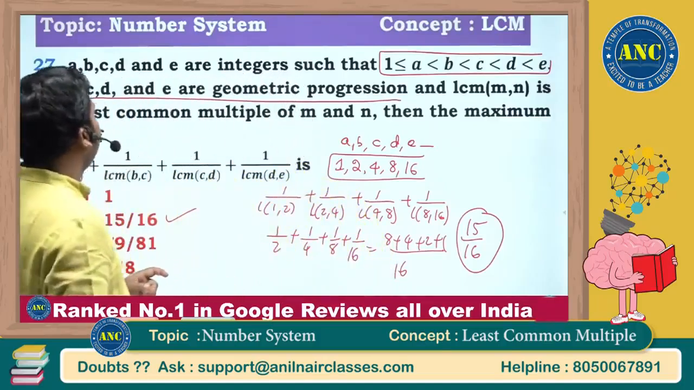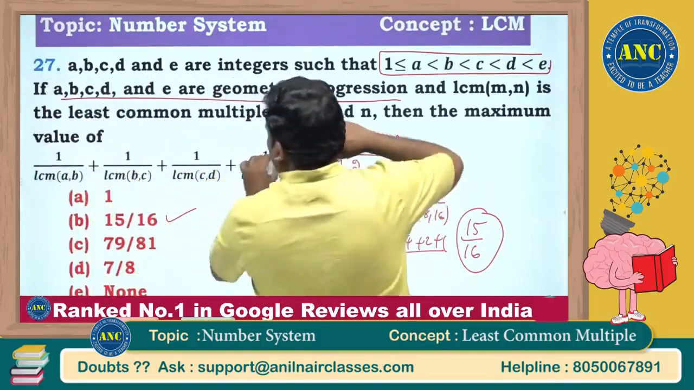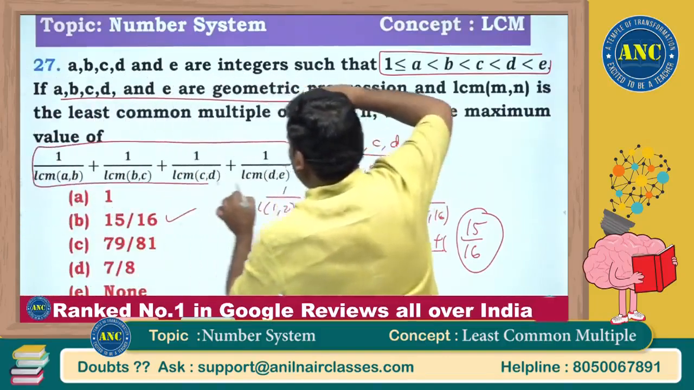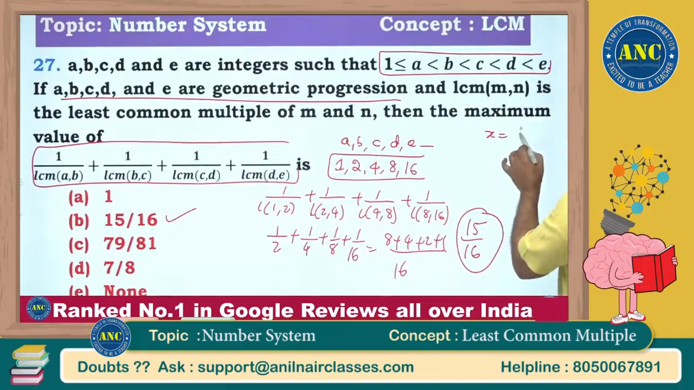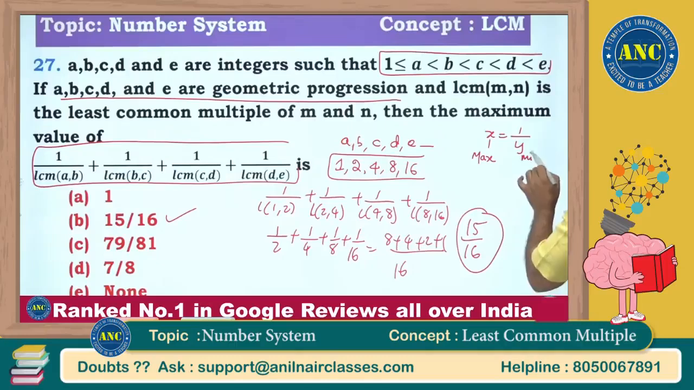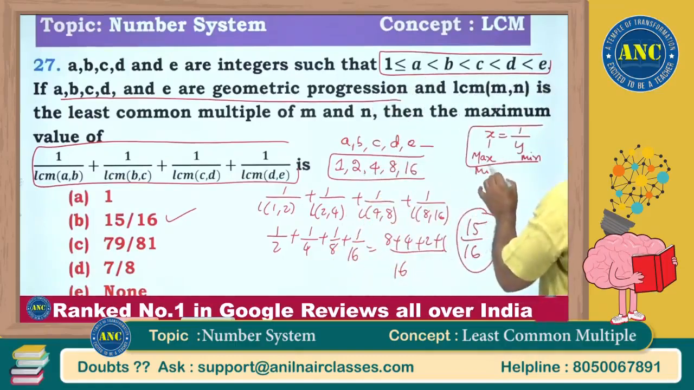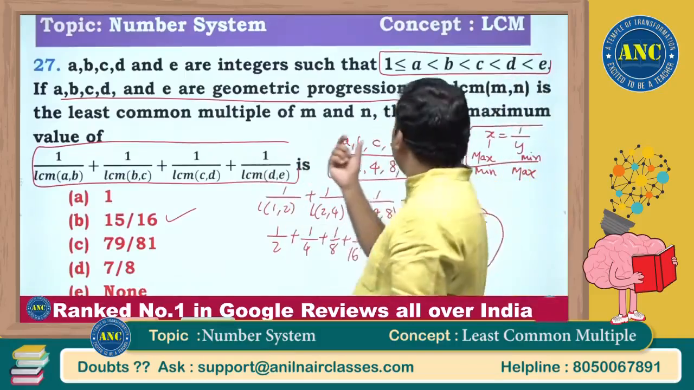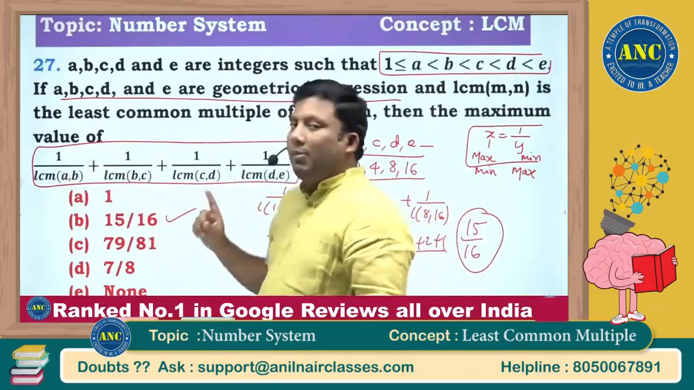Now see here, sir. Then the maximum value. Now listen carefully, sir. This entire expression is of the form 1 by something. Suppose x is equivalent to 1 by y. If x is maximum, y should be minimum, because it is in inverse ratio. If x is minimum, y will be maximum. I want the maximum value. Maximum means denominators should be minimum.